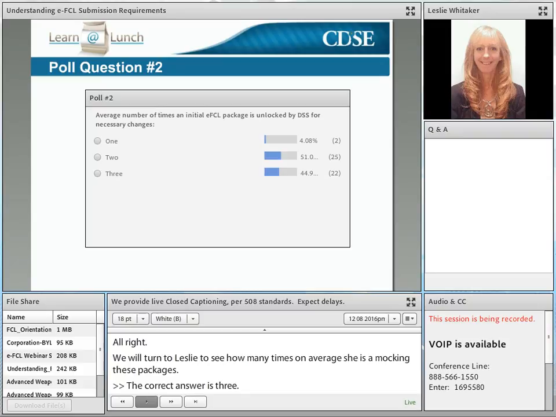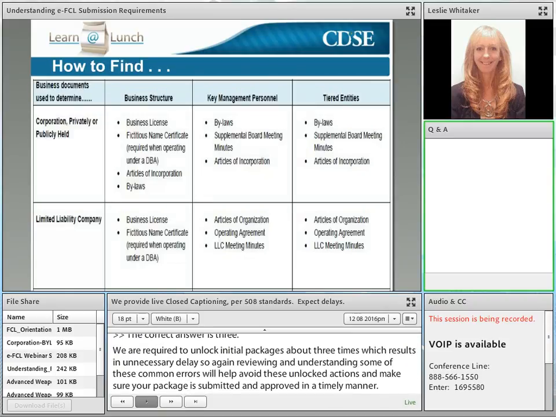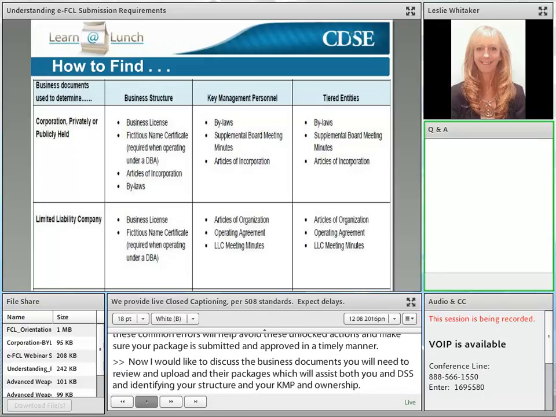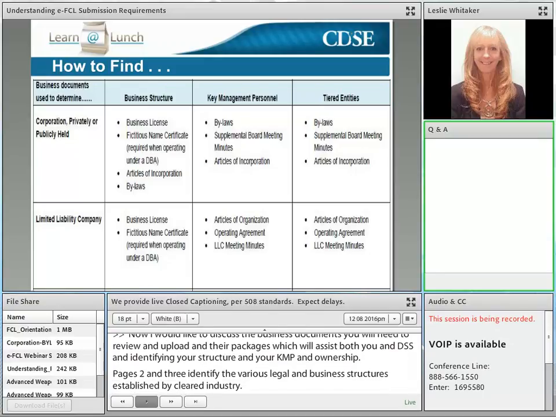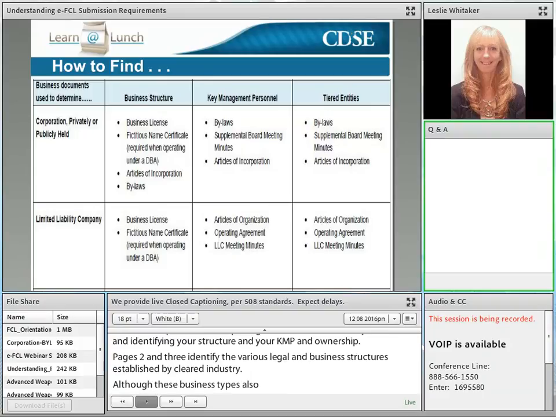Next slide. Now I'd like to discuss the business documents that you'll need to review and upload into your packages, which will assist both you and DSS in identifying your business structure, your KMP, and your ownership. Pages 2 and 3 of the job aid identify the various legal and business structures established by cleared industry. Although these business types also include sole proprietorships, partnerships, joint ventures, and universities, we're only going to focus on privately or publicly held corporations and limited liability companies during this webinar, since these are the most prevalent legal entities within the NISP. So first, find your business structure in column 1.